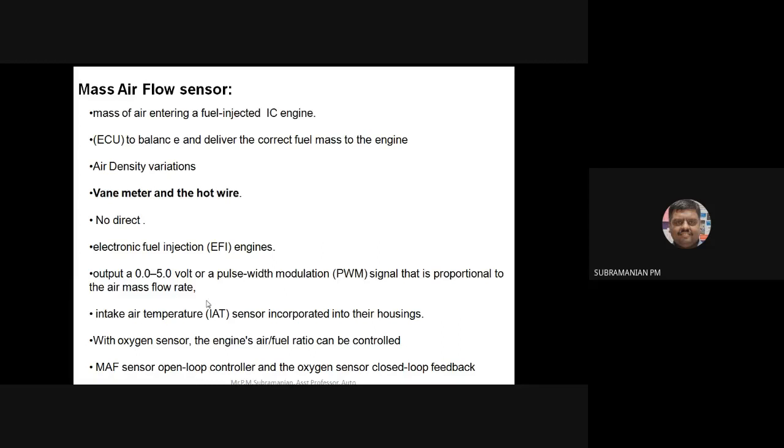Electronic fuel injection engine. That is, my fuel injection will be controlled electronically. In that application, I'll be using this sensor, that is the vane meter mass airflow sensor. This value is given. If you are able to remember, you can go ahead with this value. That is how much voltage it will be generating: 0 to 5. Otherwise, it can produce a pulse width modulation.